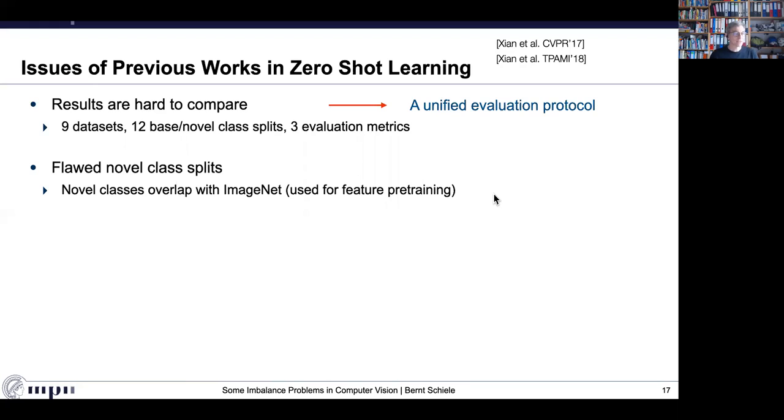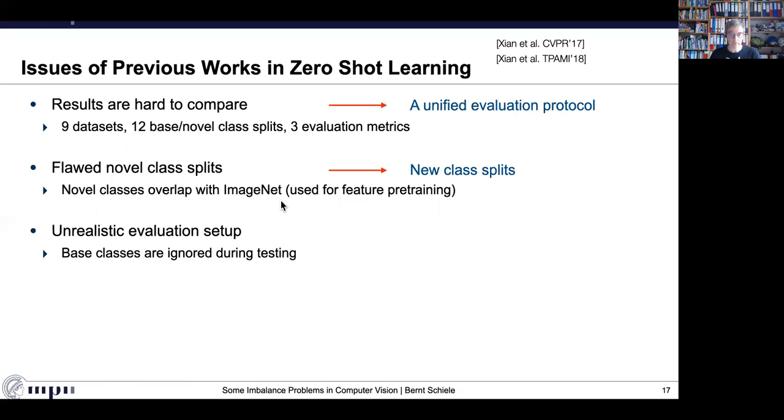One key thing, which was quite interesting to see, is that because people do feature pre-training quite often on ImageNet before they do their favorite zero-shot learning approach, if the novel classes actually overlap with ImageNet, this is not a zero-shot learning task anymore, right? So we had these flawed splits that people have been using for quite some time, and we cleaned them up. And so I really encourage you to use these new class splits if you're interested in this area.